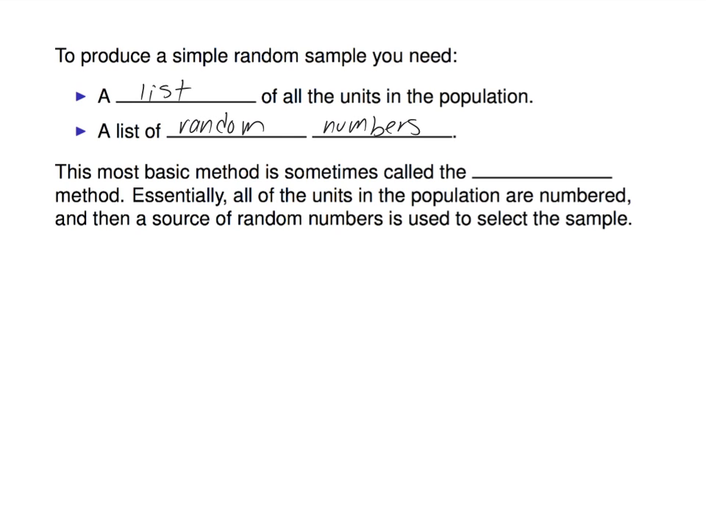And this most basic method we're going to talk about is sometimes called the lottery method, because how you pick numbers works a bit like how the lottery does. So everybody in the population is numbered, and then a source of random numbers is used to select the sample. So we're going to do that for this next example.